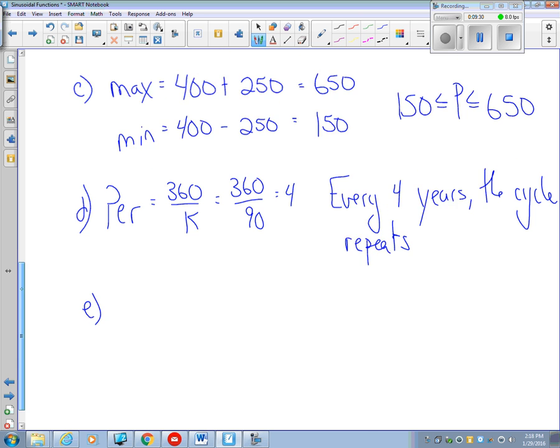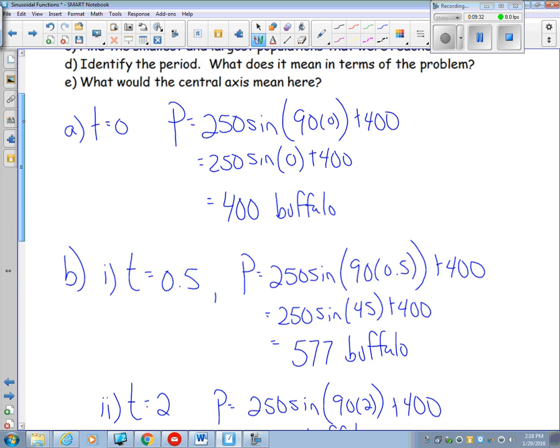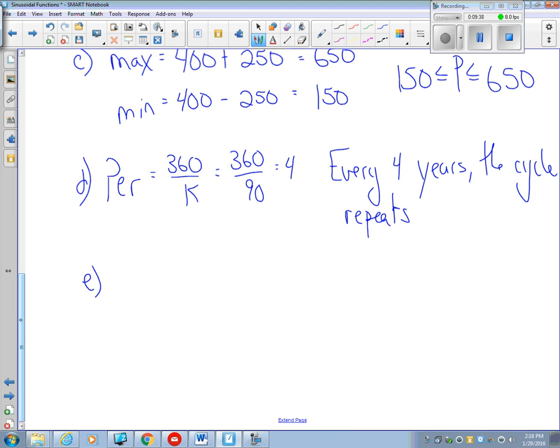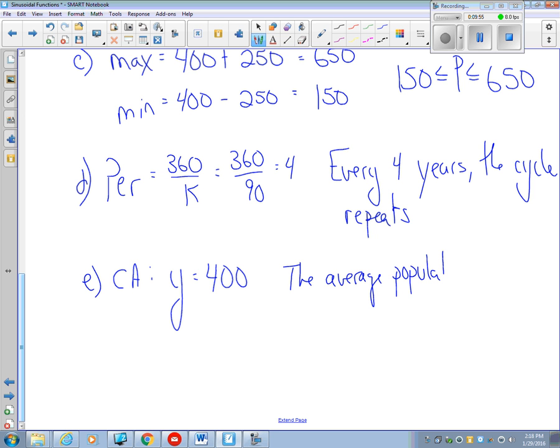Okay, part E. Last one. What would the central axis mean here? Well, we've already talked about that, but just to point out one more time, central axis, y equals the C value, the part at the end there, 400. And the key here, remember, is the central axis refers to average. So the average population of buffalo is 400. Okay. And that's the end of sinusoidal functions.